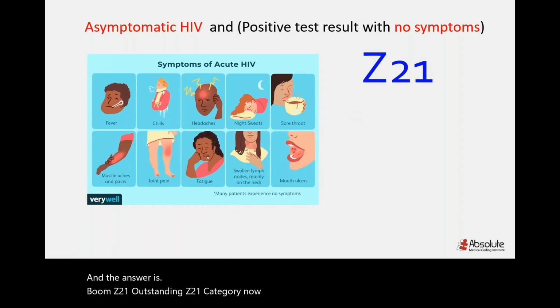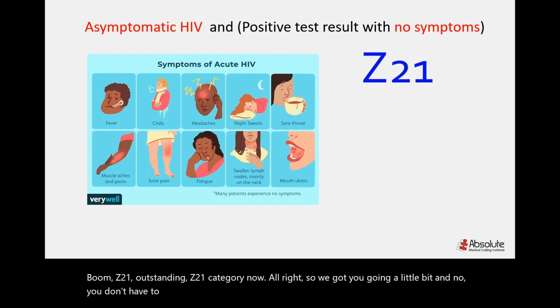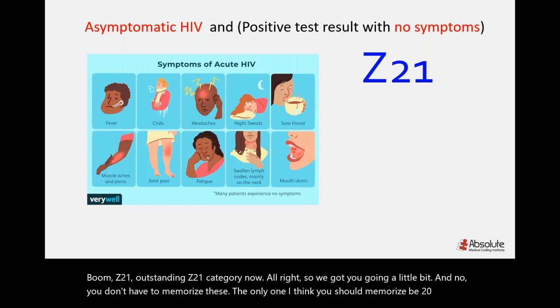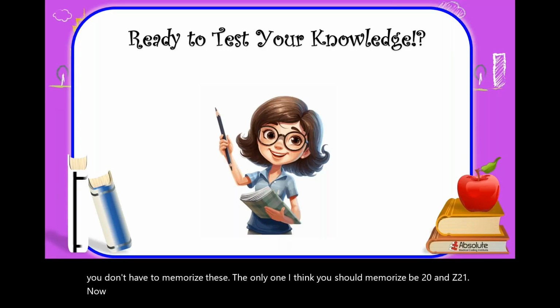Now, all right, so we got you going a little bit. And no, you don't have to memorize these. The only ones I think you should memorize are B20 and Z21. Now, are you ready to test your knowledge? You ready for some scenarios? I'm ready.